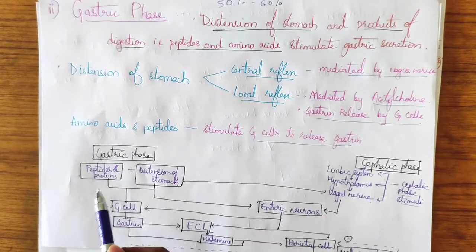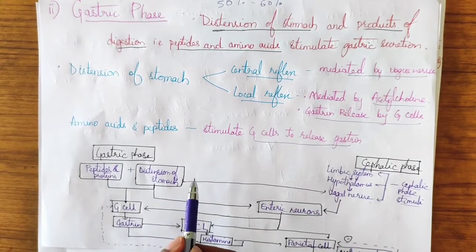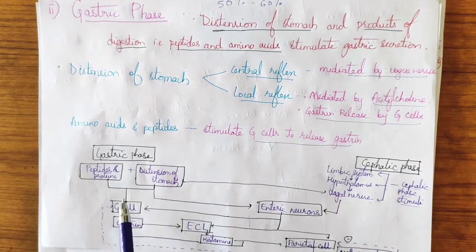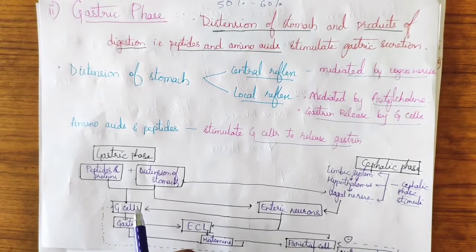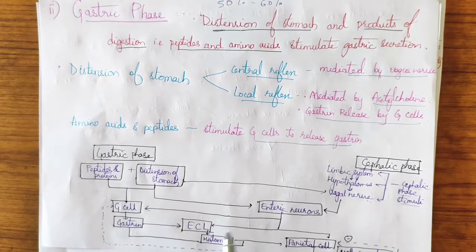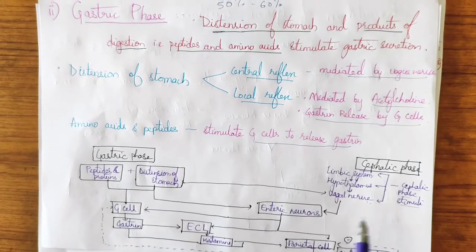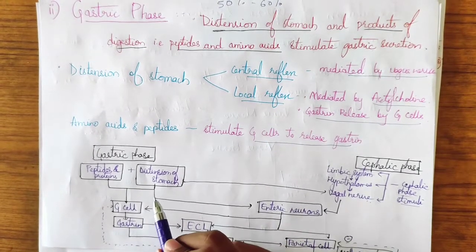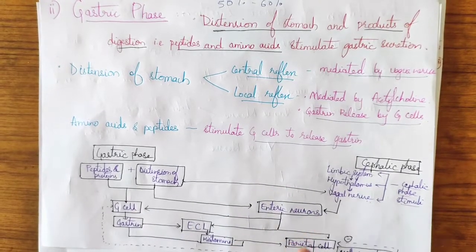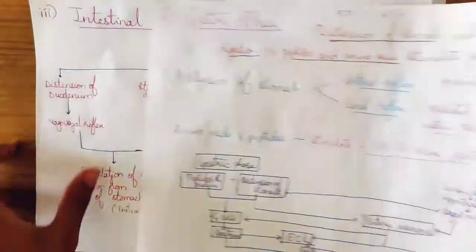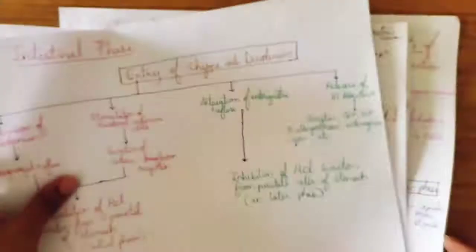In the gastric phase, peptides and proteins and the distension of the stomach are the main stimuli. They act through the vagovagal reflex, that is by stimulating the vagus nerve again, and again they act on the G cell and the enteric neurons. The vagovagal reflex is nothing but that the afferent neurons are also the vagus nerve and the efferent neurons are also the vagus nerve.